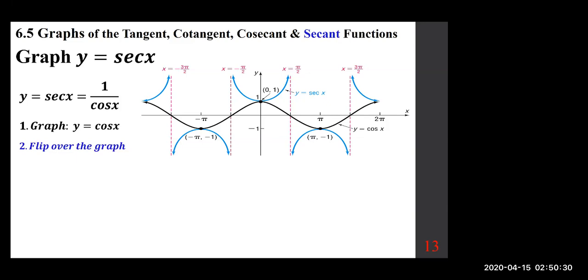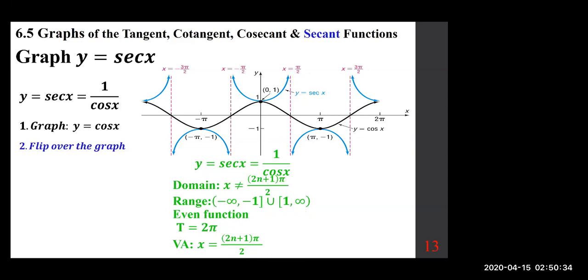Now we should be able to write the domain: everything except what makes the denominator, cosine, 0. So that one is out. And when that one is out, that becomes the vertical asymptotes. Range is the same as cosecant, okay? By the way, the periods of secant and cosecant are the same as sine and cosine. Is it even or odd? Well, look at cosine. If cosine is even, so is secant. Sounds good? Everybody okay with that? So let me use a different color to show you a complete cycle.